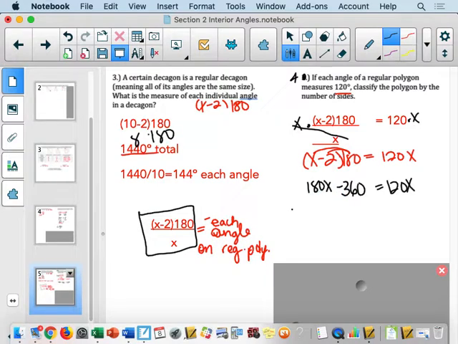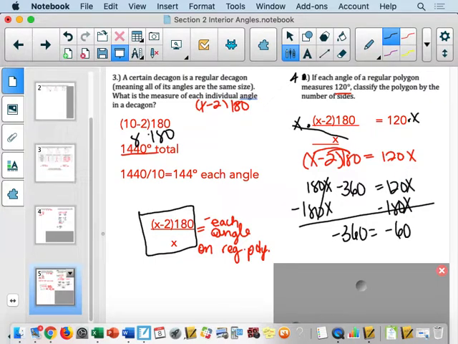we do have to subtract 180x from both sides. We're left with negative 360 equals negative 60x. We can divide both sides by negative 60 and still get a positive answer.